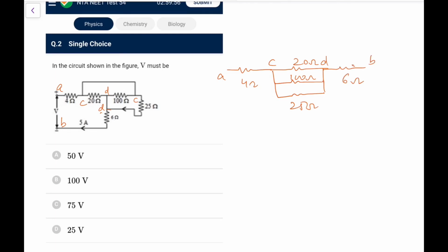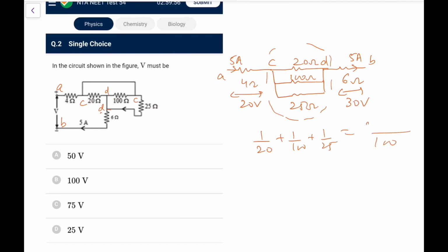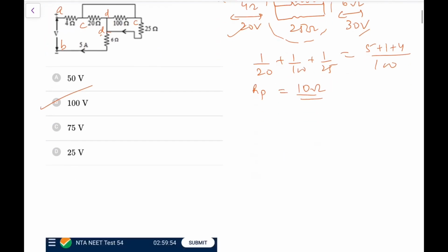Now 5 ampere flows like this. So common sense says this is also 5 ampere, so 5 times 4 is 20 volt drop, 5 times 6 is 30 volt drop. And now the 3 are in parallel, combined current would be 5, so I can find the parallel combination. Parallel would be 1 by 20 plus 1 by 100 plus 1 by 25. LCM is 100, 5 plus 1 plus 4. So this RP comes out as 100 by 10, that is 10 ohm. 5 ampere goes, so 10 into 5, this drop would be 50 volts. So 20, 50, 30, that is 100 volt, go for option B.